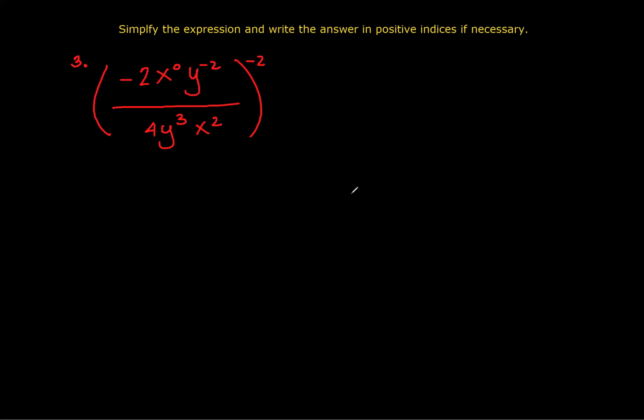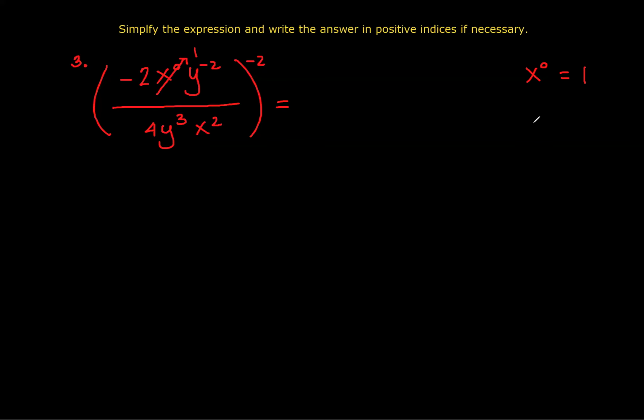Number 3: negative 2 x raised to 0, y raised to negative 2, all over 4y raised to 3, x raised to 2, all of it raised to negative 2. For this one, we will start by first using the zero exponent rule. We know that if any number or any variable is raised to 0, it will be equal to 1. So x raised to 0 will become 1.